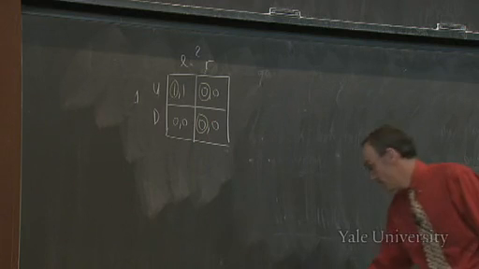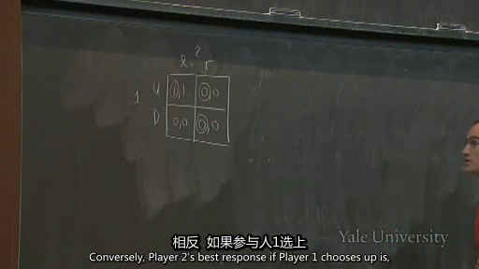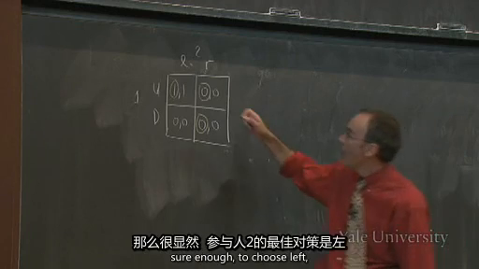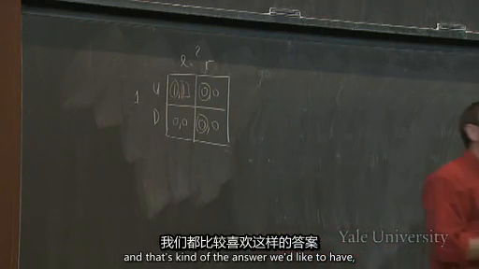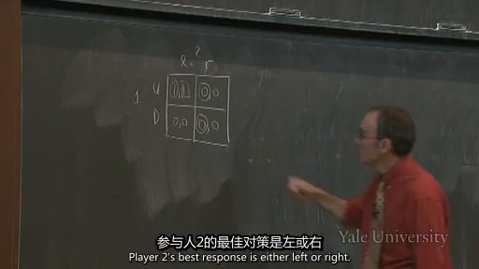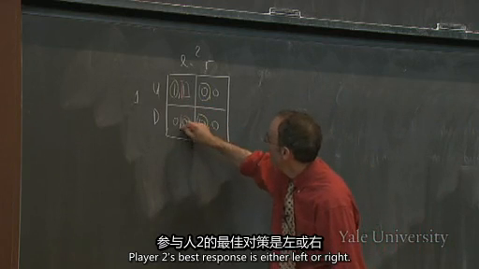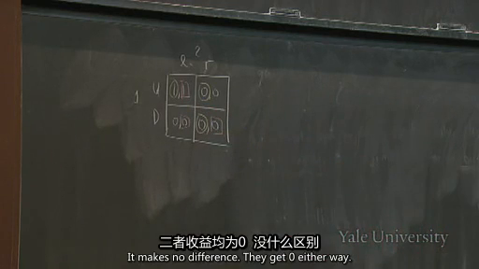All right? And conversely, player 2's best response, if player 1 chooses up, is sure enough to choose left. And that's kind of the answer we'd like to have. But unfortunately, when player 1 plays down, player 2's best response is either left or right. It makes no difference. They get 0 either way.